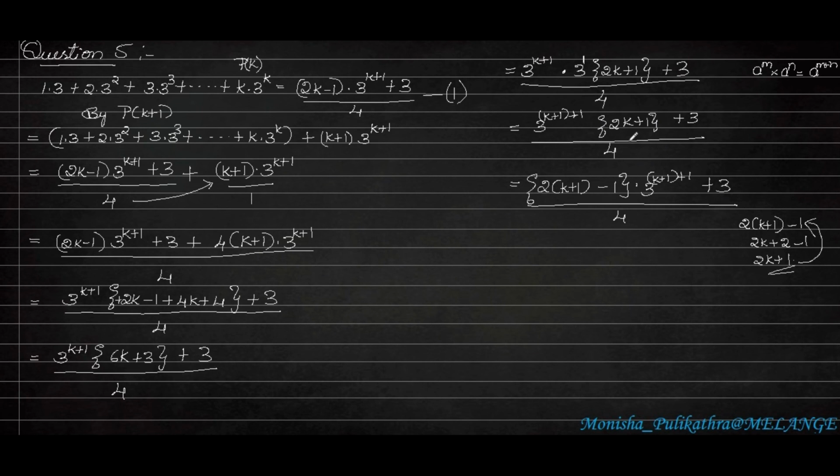Okay. So 2k plus 1, we can write it as 2 into k plus 1 minus 1, which is also equal to 2k plus 1 itself. So let this be equation 2. So by comparing equation 1 and 2, we can see here 2k plus 1 minus 1, 3 to the power of k plus 1 plus 1 and plus 3 whole divided by 4. So this proves that p of k plus 1 is true whenever p of k is true. Okay. So whenever p of k is true, this is also true.